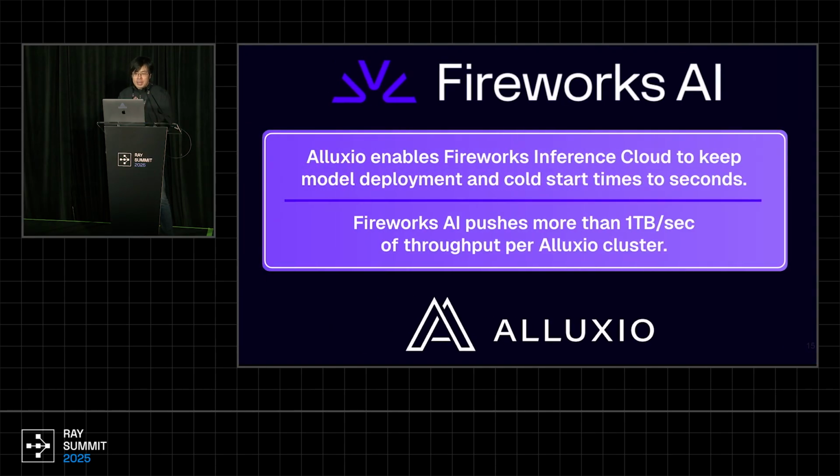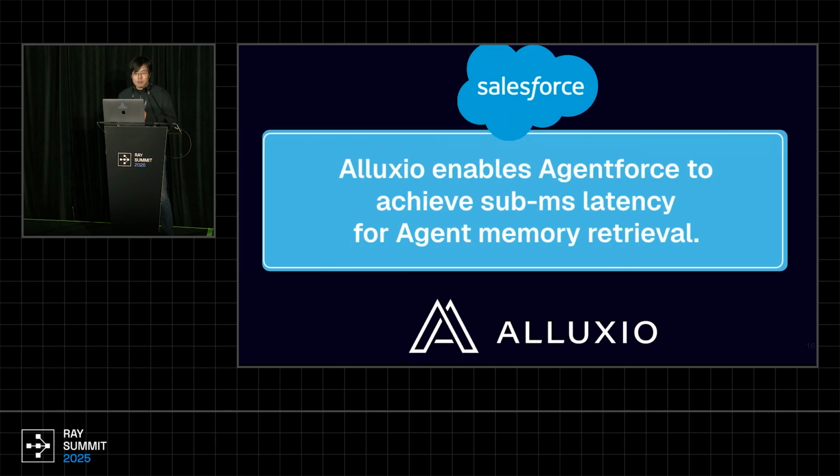For example, we enable Fireworks to load models fast, avoiding these cold start problems, in seconds, and we see terabytes per second of aggregated throughput in a single deployment for this model inferencing use case. And for example, Salesforce is building a sub-millisecond latency agentic memory layer, where they have petabytes of data sitting on S3 but want sub-millisecond latency, so we are able to help them. We have a joint white paper talking about what we do there.